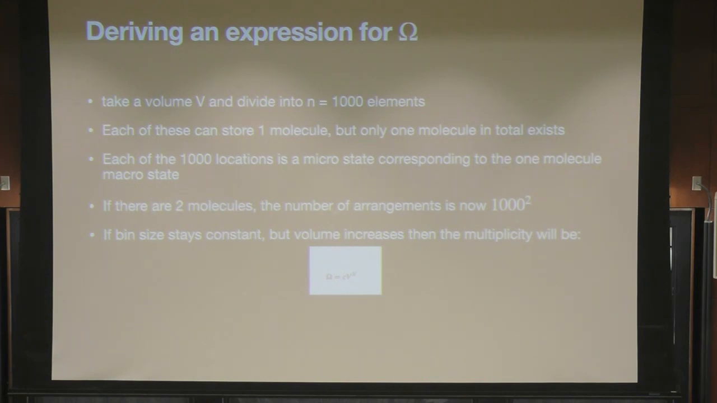And if there are two molecules, the number of arrangements is now 1,000 to the second. If the bin size stays constant but the volume increases, then the multiplicity will go like this. So we have omega, the multiplicity, going like C times V to the power of n, where n is my number of molecules. And then V is my volume that can increase.